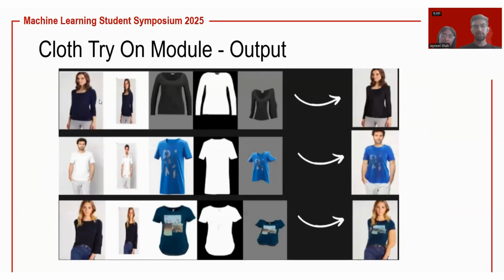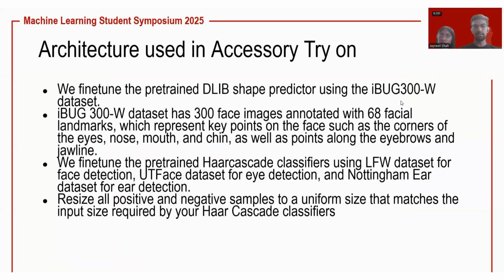So this is the output that we received. As you can see, this is the user image. We try to find the key points on the user's image. This is the cloth that is uploaded. We segment that image and warp it according to the user's body and overlay it on their body.